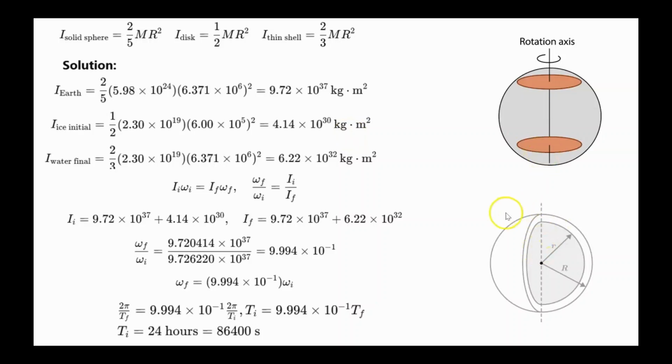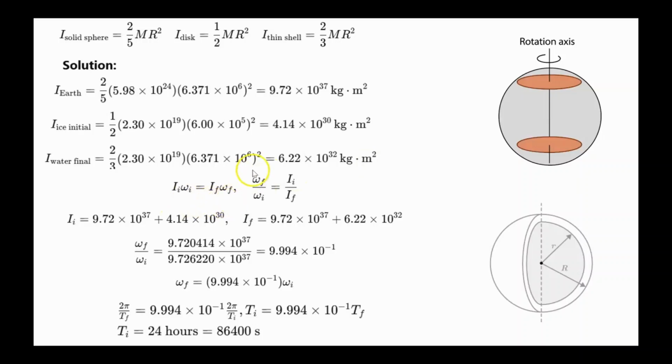If the ice melts, the water redistributes into a thin shell. The moment of inertia of the final thin shell would be 2/3 times the mass of the ice times the radius of the Earth squared, and this is equal to 6.22 times 10 to the 32 kilograms meter squared. So the moment of inertia of the Earth increases.